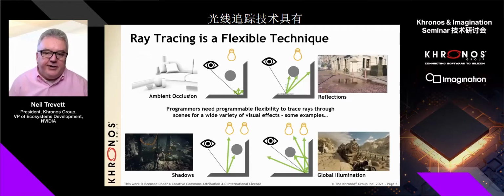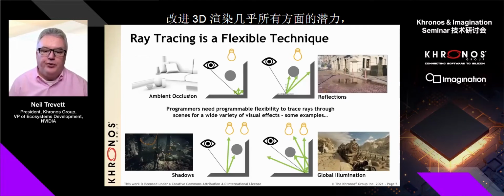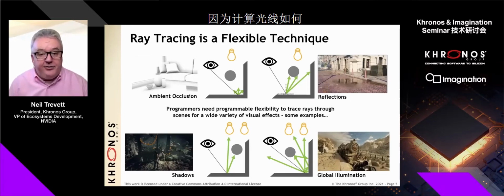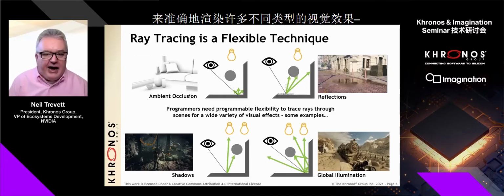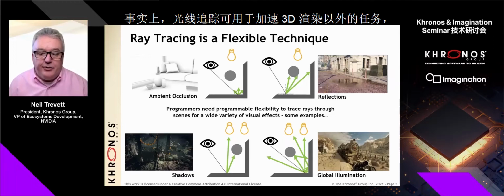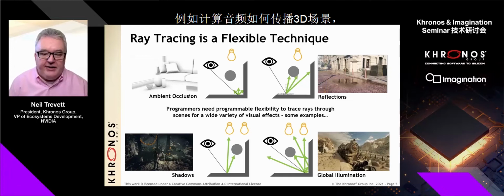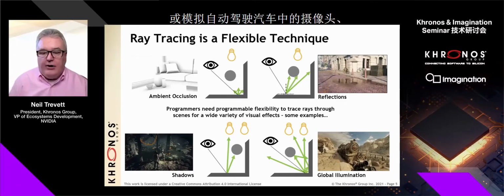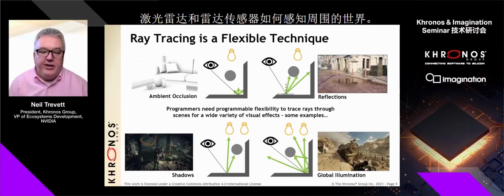The technique of ray tracing has the potential to improve almost every aspect of 3D rendering because the basic idea of calculating how rays intersect with the scene geometry is an extremely flexible tool that can be used by creative developers to accurately render many different types of visual effects, just some of which are shown here. In fact, ray tracing can be used to accelerate tasks other than 3D rendering, for example, calculating how audio propagates through a 3D scene, or simulating how camera, LiDAR, and radar sensors in a self-driving car perceive the world around them.